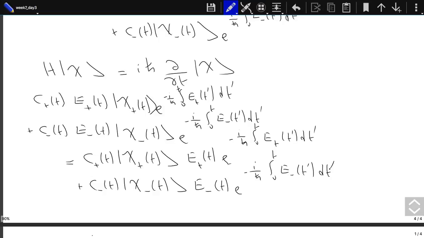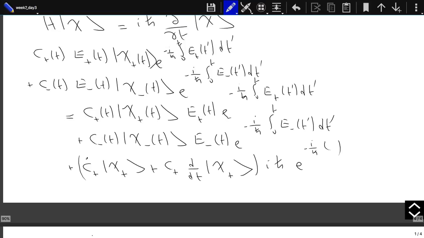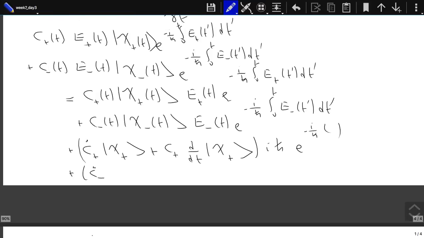Plus I have the derivatives of the other parts. So I will have plus c plus dot chi plus, c plus d by dt of chi plus, multiplied by the exponent e to the power minus i over h bar in the parentheses, plus c minus dot chi minus of t plus c minus d by dt chi minus, times e to the power minus i over h bar in the parentheses.